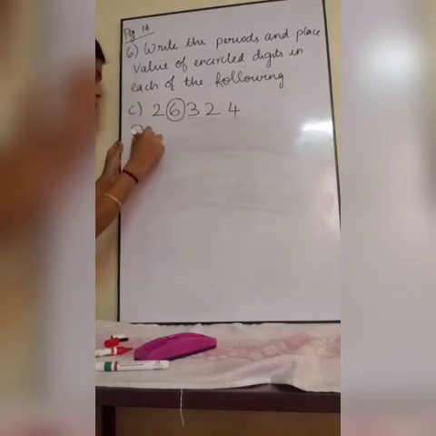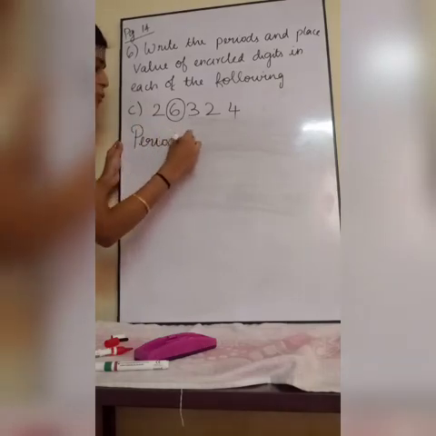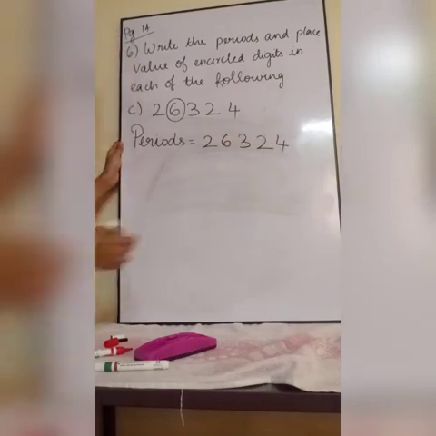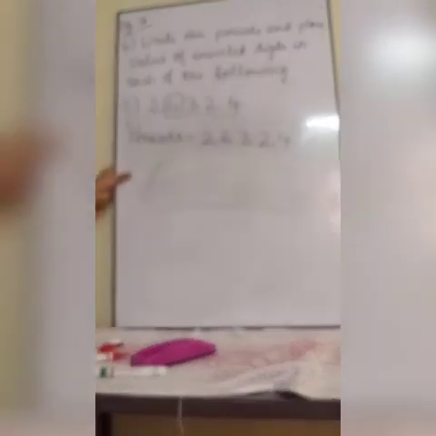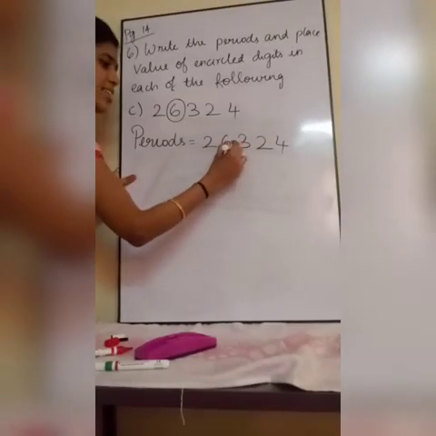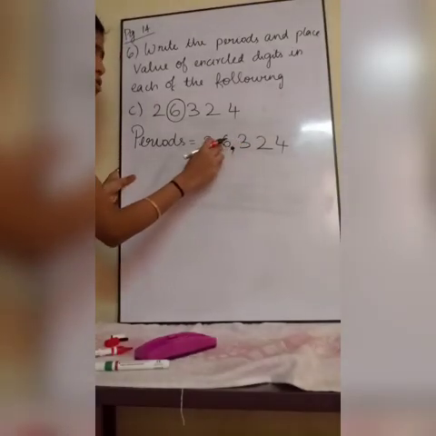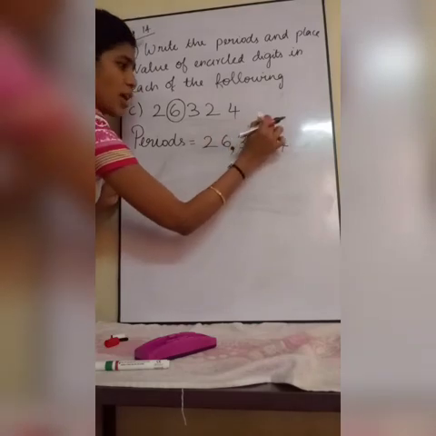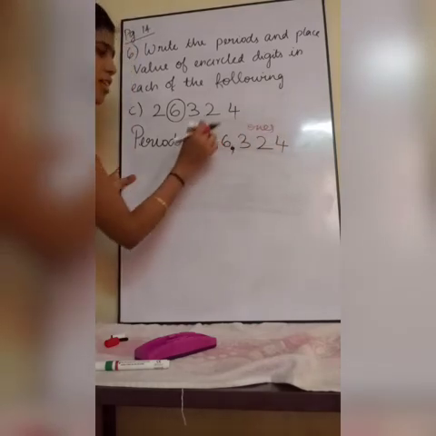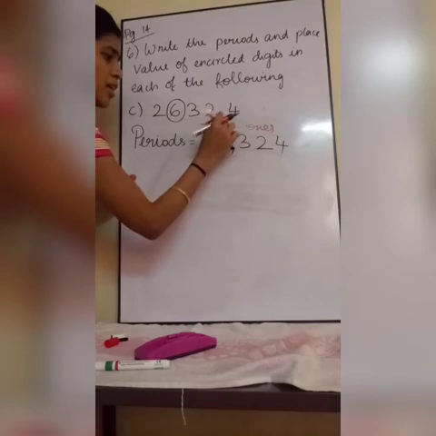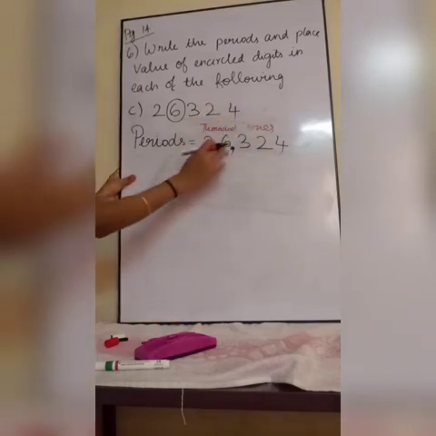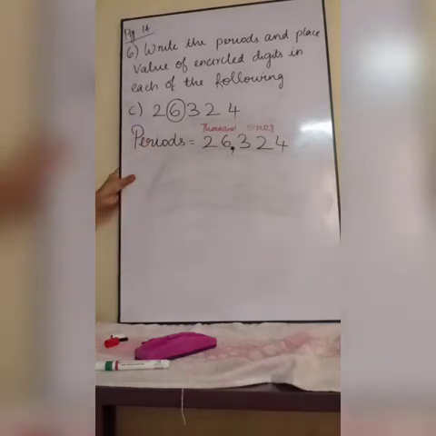We are going to find the periods. Listen, I am going to write the numbers 2, 6, 3, 2, 4. Now how to segregate them in periods? Ones, tens, hundreds, comma, 1000, 10,000. Ones, tens, hundreds is ones period. 1,000, 10,000 is thousands period.